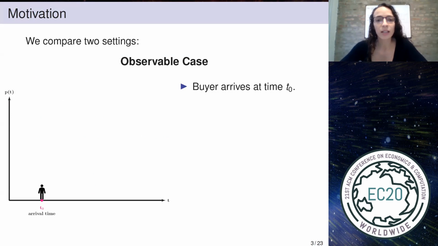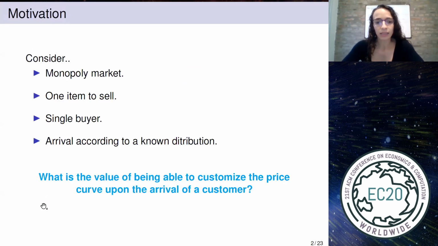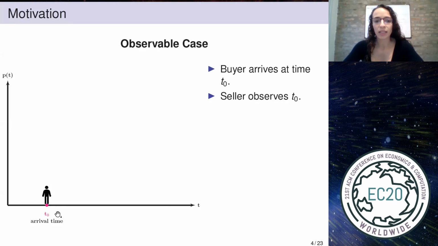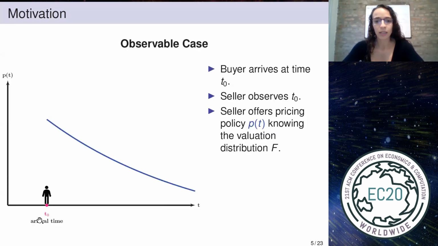And to answer this question, we need to compare and consider two different settings. On one hand, we consider what we call the observable case. And this problem states as follows. So the game starts at time 0. Then nothing happens until a buyer arrives at some point of time t0. After the arrival, the seller observes the arrival of the buyer. She decides a price curve to offer for the rest of the horizon, observing the valuation distribution of the buyer.